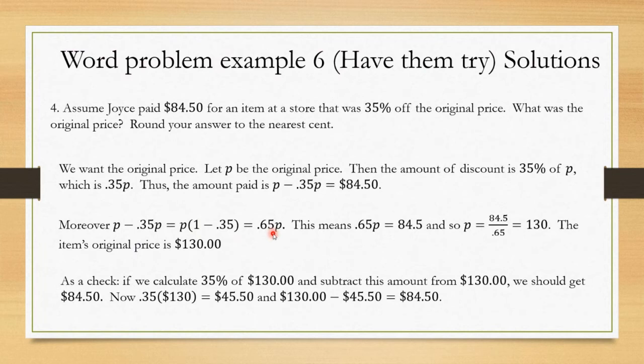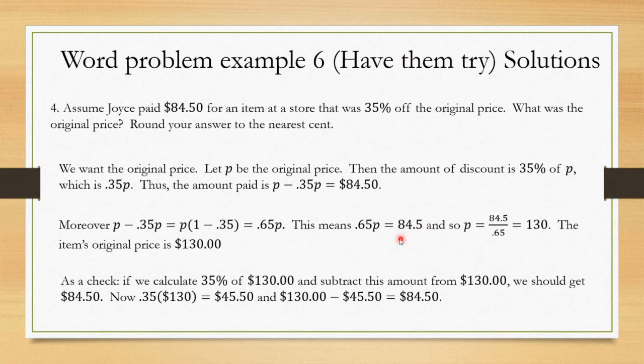This also really makes sense if you think about it, because if they took off 35%, what's left over? 65%. Right? So if they took 35% off of the price, 65% of it is remaining. And what's 65% of something? 0.65 times it. So she only had to pay 65% of the original price. And that's what this is.